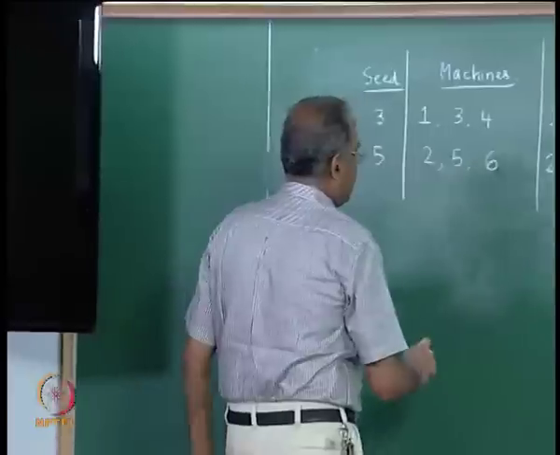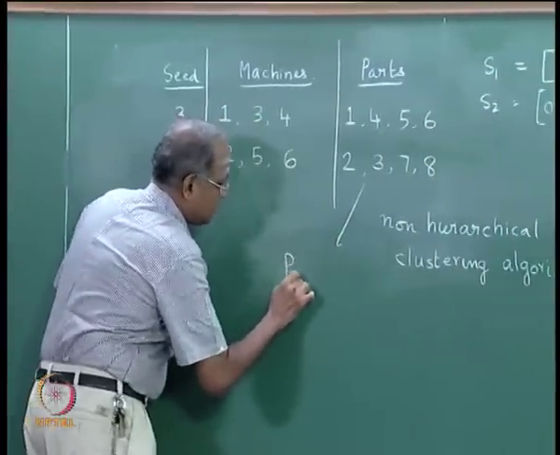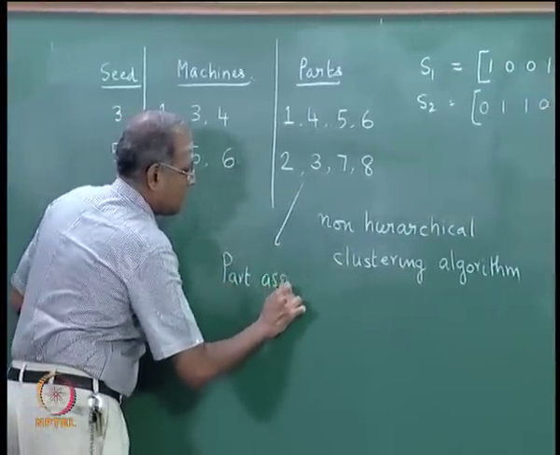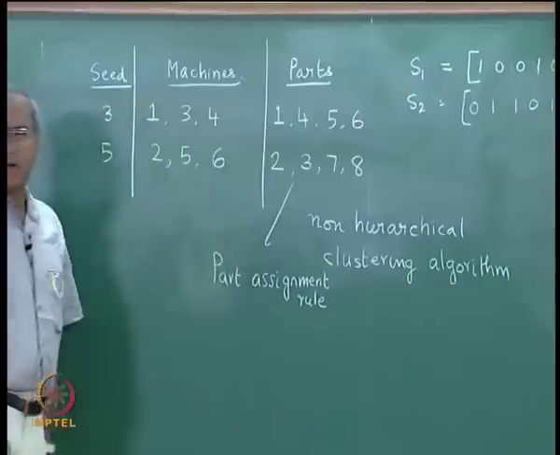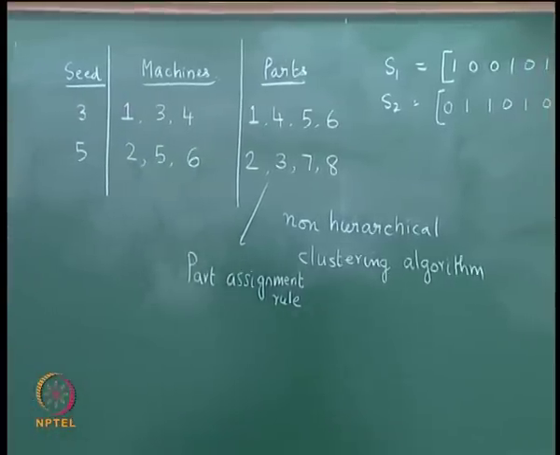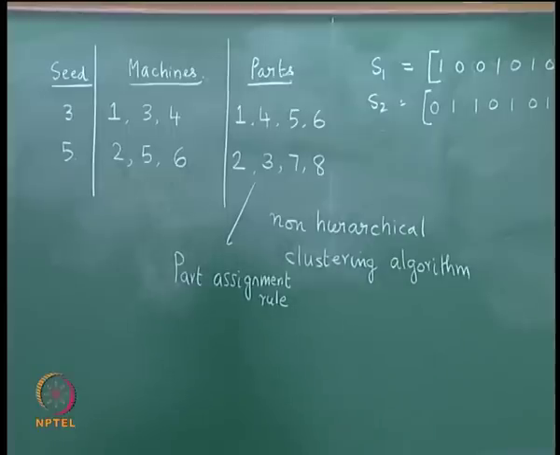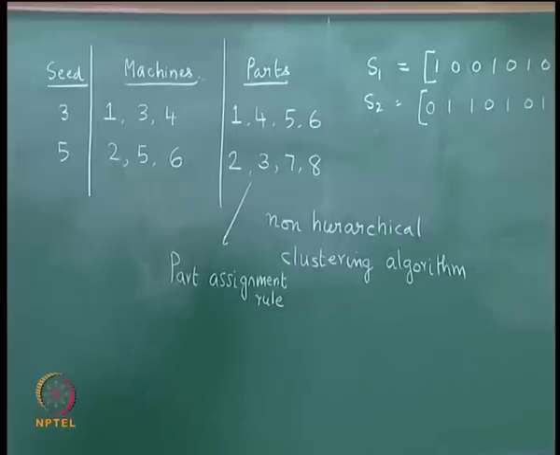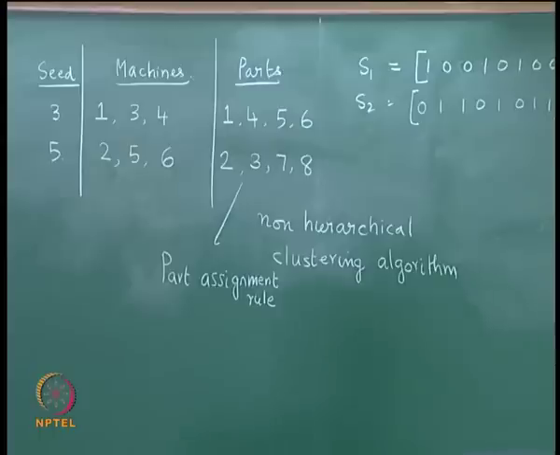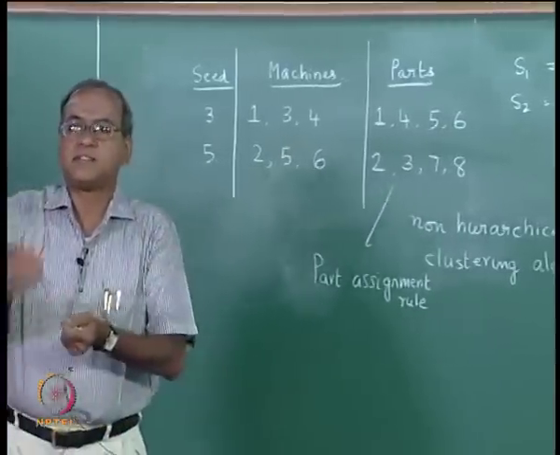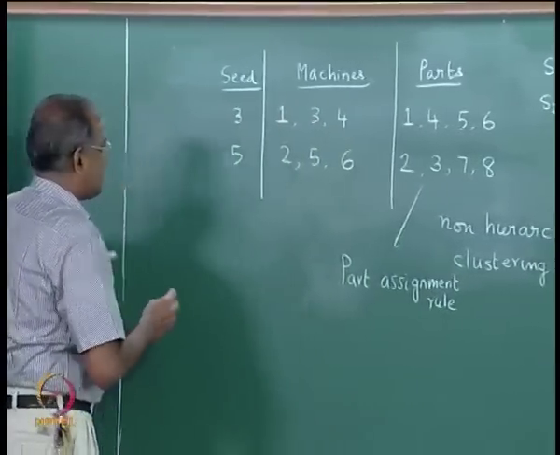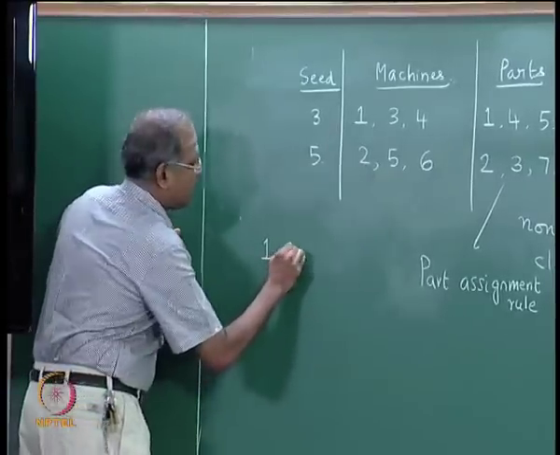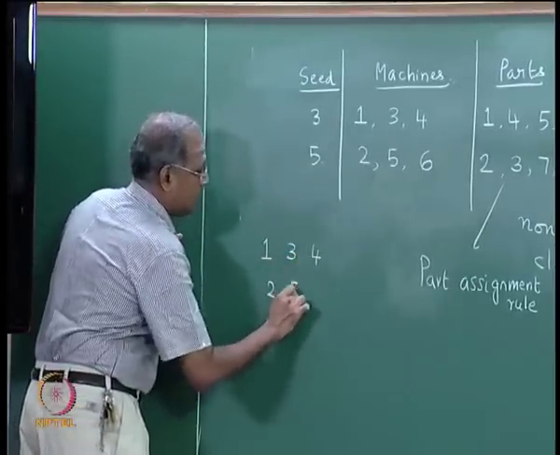Now, we have used our part assignment rule to create part families for a given number of machine cells. Now, let us also try to understand the part assignment rule as a clustering rule. Let me explain that. Now, let us go back and let us write just these two machine groups 1, 3, 4, 2, 5, 6.